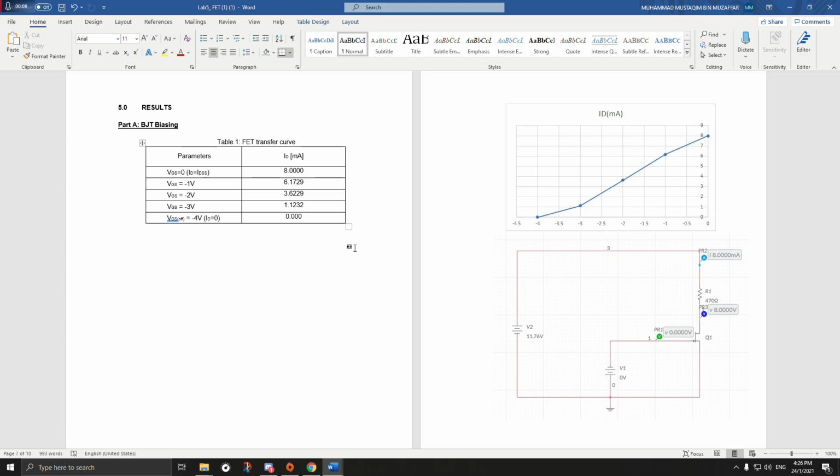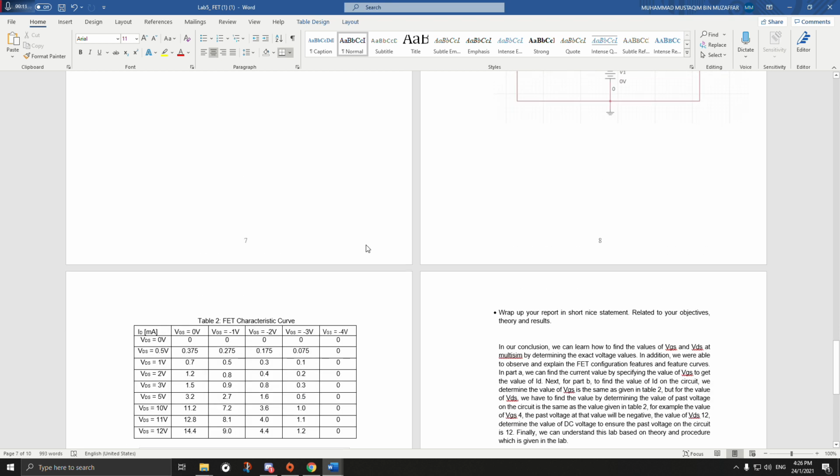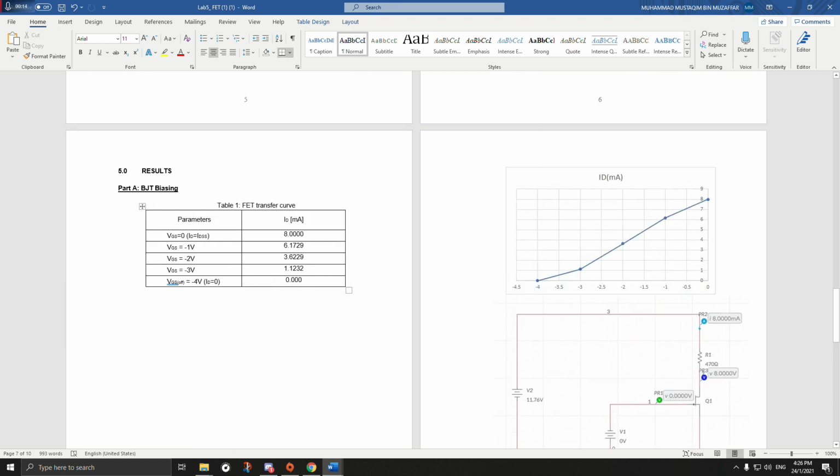Okay, now I will explain the graph for part A and part B. For part A, we can see it starts from 0 and goes up to 8 milliampere. For -4 VGS, it starts with 0. -3 is 1.1, and -2 is 3.6. -1 is 6.1, and lastly 0 VGS is 8 milliampere.